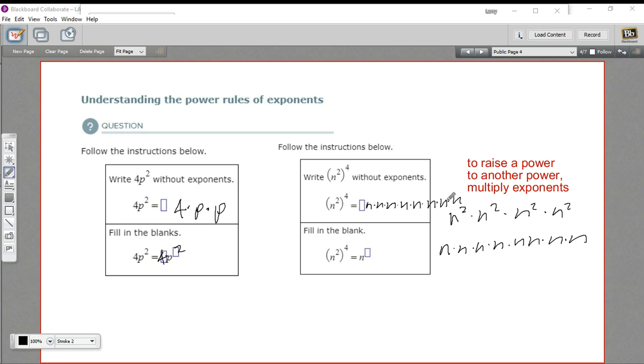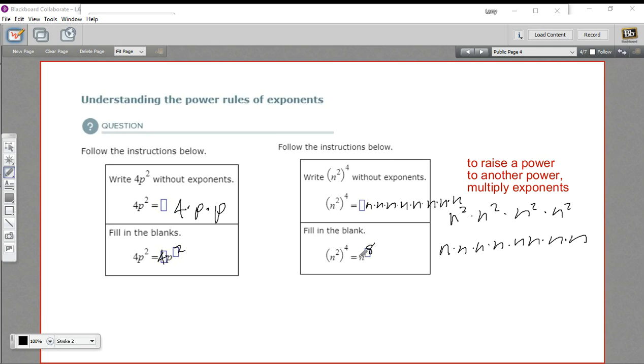Did I get 8 there? 1, 2, 3, 4, 5, 6, 7, 8. Looks good. Now they want us to write this with just one n and an exponent, just one exponent. Well, we've got 8 n's here. So this is just n to the 8th.